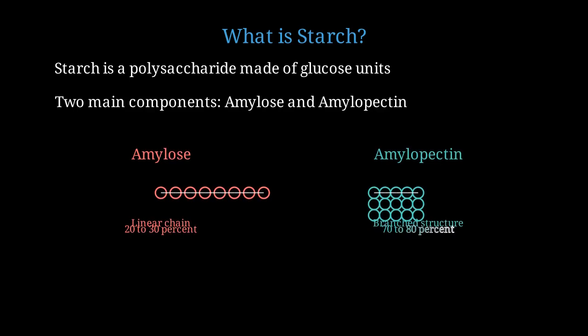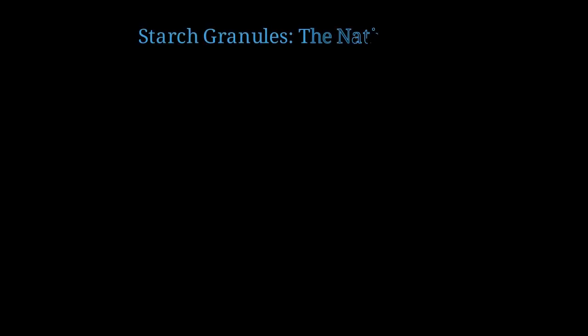Amylose is a linear molecule, essentially a long chain of glucose units. It typically makes up 20 to 30% of starch. Amylopectin is highly branched with many side chains, constituting 70 to 80% of starch. In nature, starch exists in organized structures called granules. Understanding these granules is crucial to understanding gelatinization.